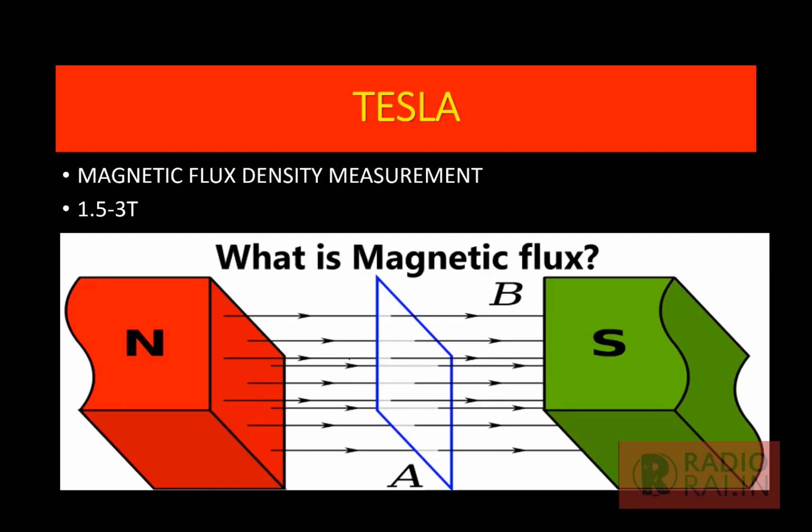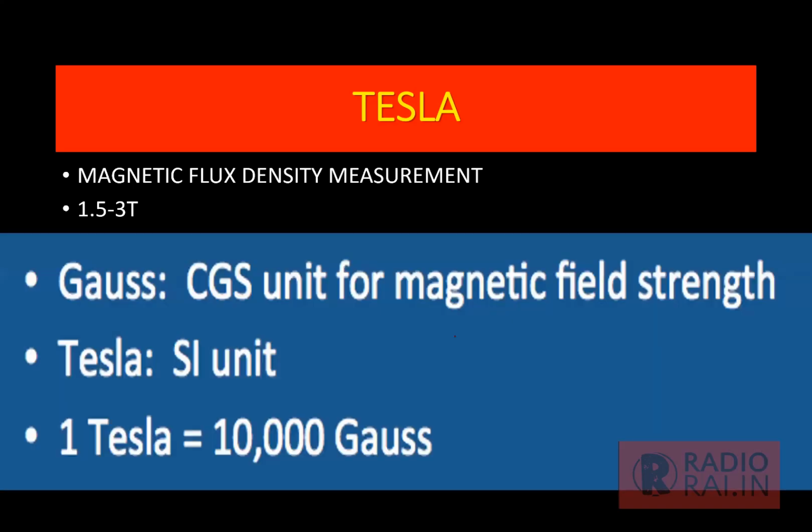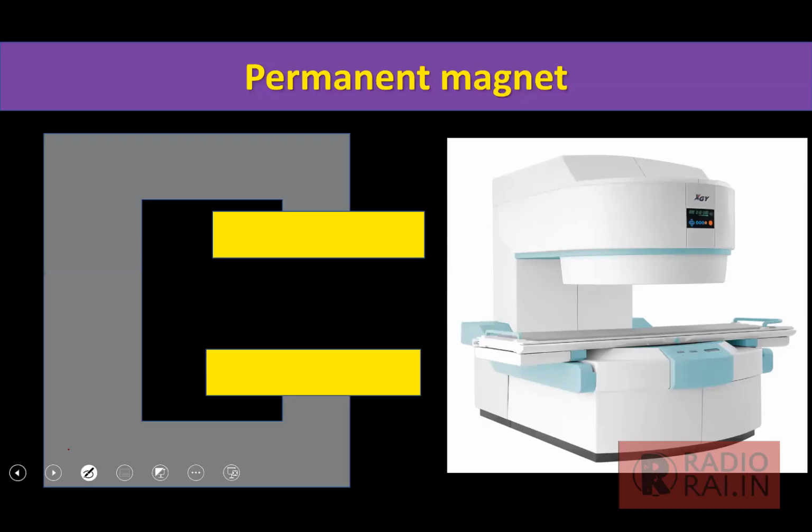Usually 1.5 to 3 Tesla is the regular MRI that we use. Tesla is nothing but the magnetic flux, and flux is nothing but the magnetic field passing per unit area, and 1 Tesla is 10,000 Gauss.